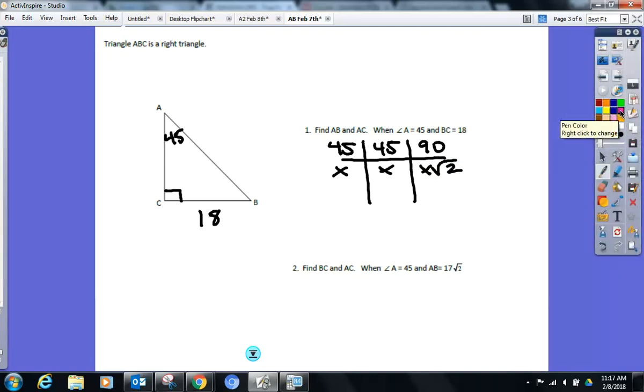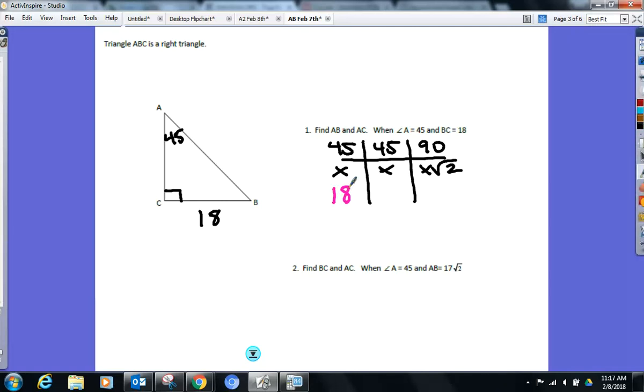Everyone see 18. What angle is it across from? A 45. So that's where it's going to go in my chart. It's going to go under a 45. Can you fill out the rest? What's across from the other 45? Also 18. And what do I do with the 18 to get to the side across from 90? What's the rule say? Multiply it by radical 2.